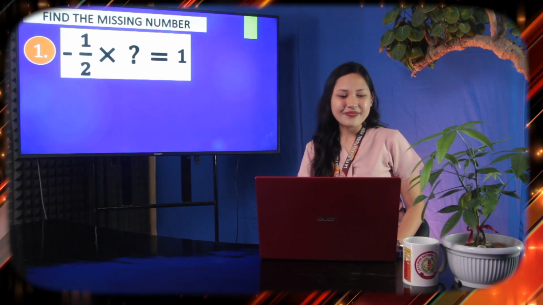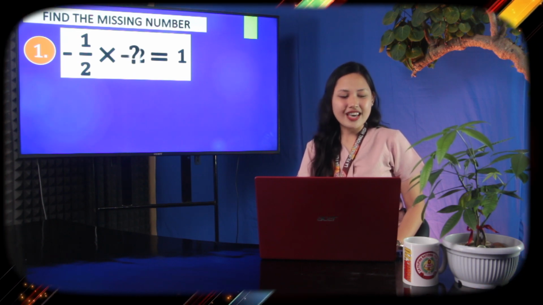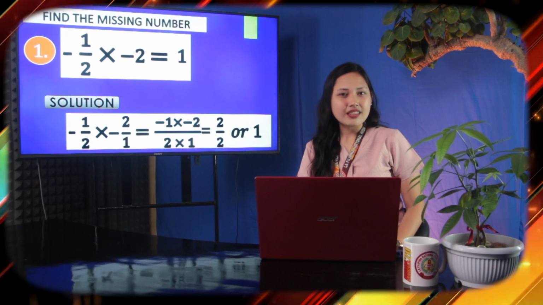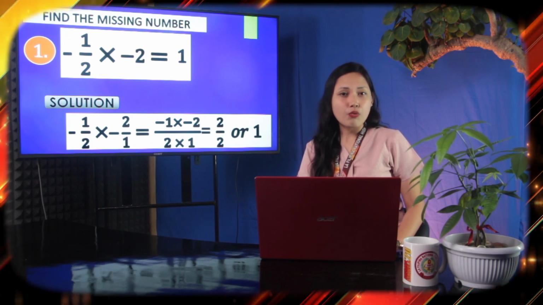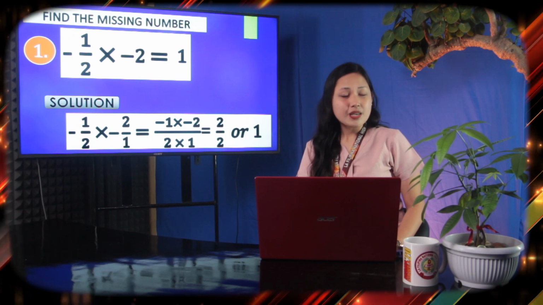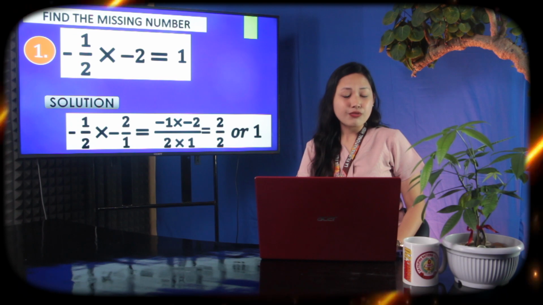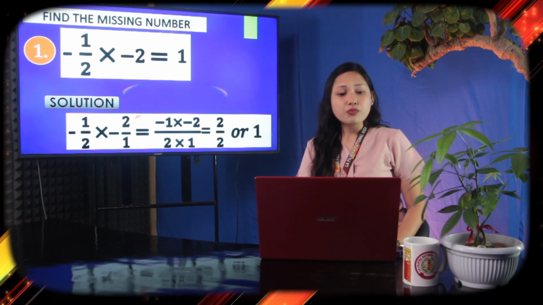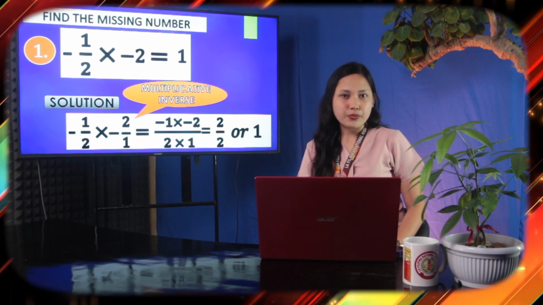The answer is very good. It's -2 over 1 or -2. How did you get the answer? Great! In finding the answer, you have to get the reciprocal or kabaliktaran of the given number, which is -1 over 2. And the reciprocal or kabaliktaran of -1 over 2 is -2 over 1. And -2 over 1 is what we called as the multiplicative inverse of -1 over 2.